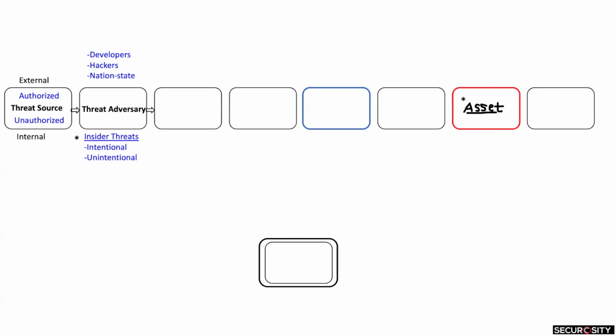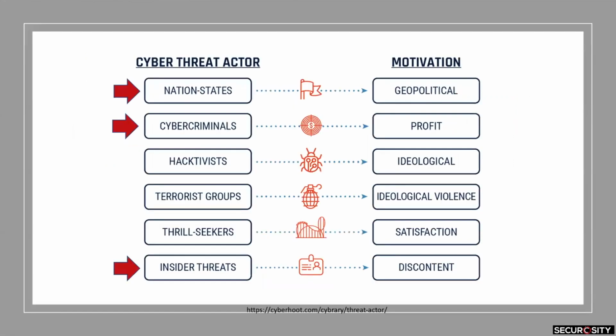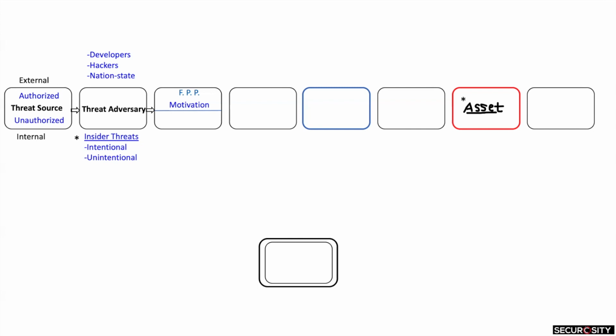We want to understand our adversaries further. First, we want to understand their motivations or motives or intents. What are they motivated by? In general, the three adversaries we're focusing on are typically motivated by geopolitical, profit, and discontent. We can group their motivations into three areas: FPP, financial, political, and personal gains. Yes, another acronym here. Let's understand each threat adversary's motives.